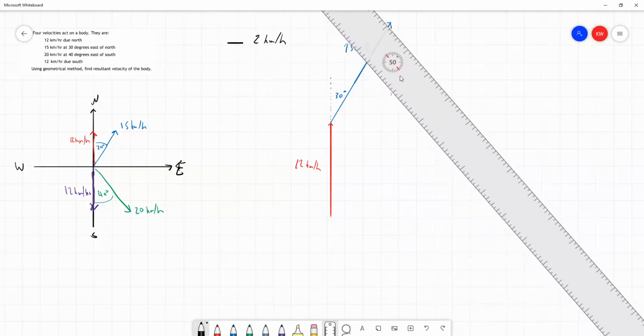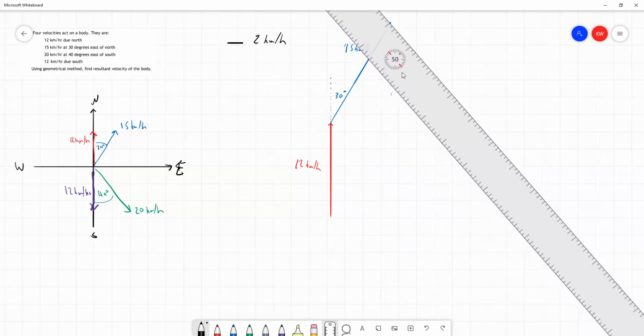So if you're unsure about how to use the protractor measurements, remember there is a separate video where I do a different problem, but I film it with the protractor so you can see how it's done in that method. So I've measured round 40 degrees from the dotted line, and I want to draw in this green vector. Now, it's 20 kilometers per hour, so it's going to be 10 of my intervals. So I'll draw them in just now.